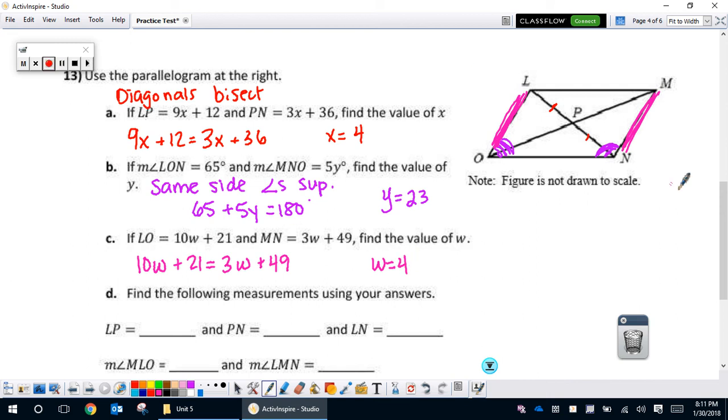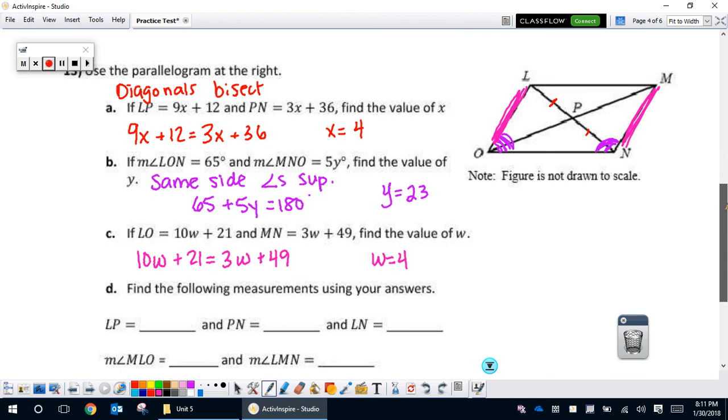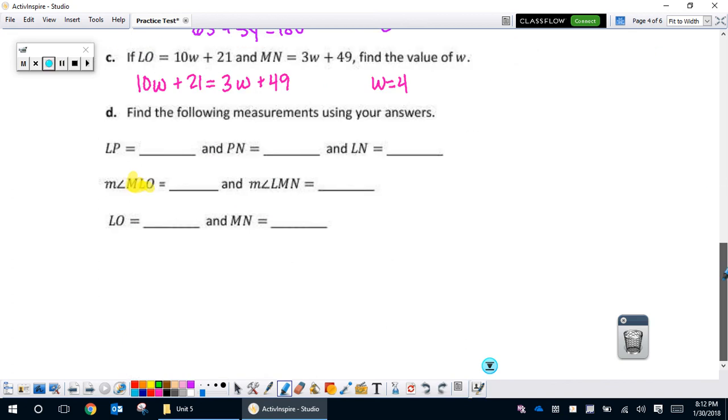Okay? All right, now something I will be checking on your practice test is this. All you have to now do is substitute in. Okay? So use your values to substitute into these expressions. But keep a note that angle MLO is opposite angle MNO. So if you can find MNO, you can find MLO. Angle MNO is 5y. Okay? So now I'm just going to be checking as you turn in your practice test that you actually did a problem on your own.